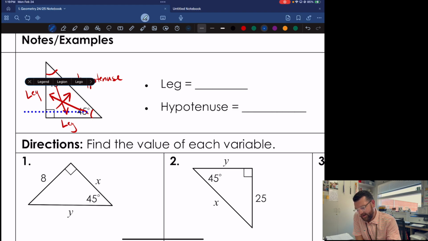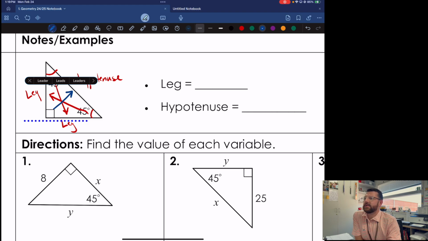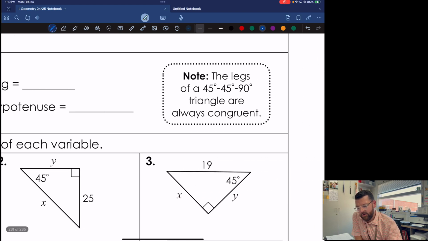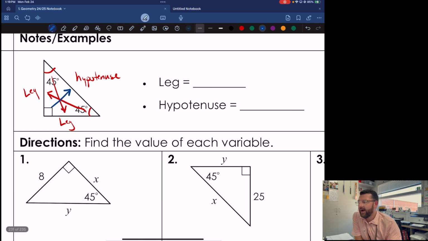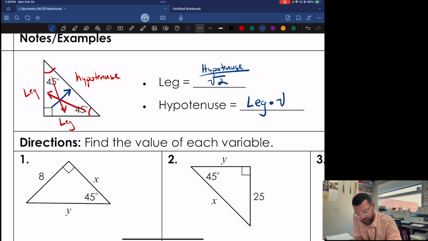So it may have been better had I done this in a different color. Let me go back here. So I have two legs. Those legs are congruent. I believe that's what my notes say over here. The legs of a 45, 90 degree triangle are always congruent. To find the leg, you're going to take the hypotenuse and divide it by the square root of 2. That will get you the leg. The hypotenuse, you're going to take the leg and multiply it by the square root of 2.